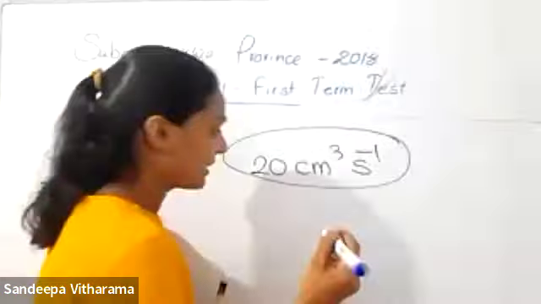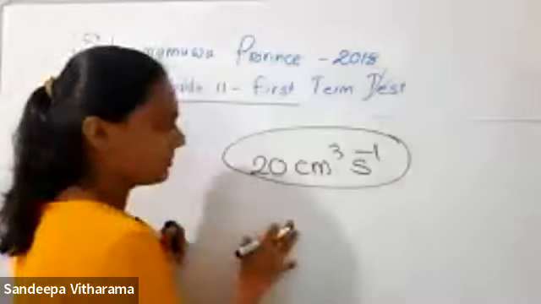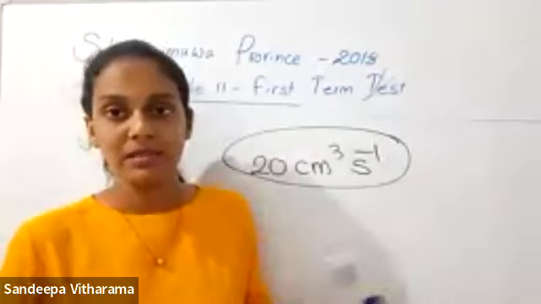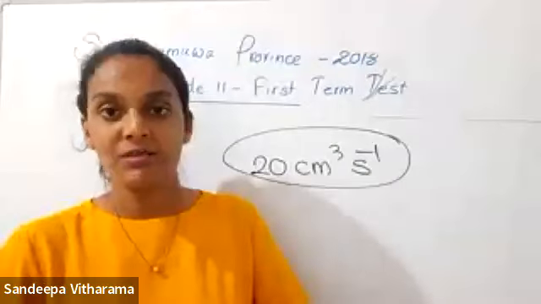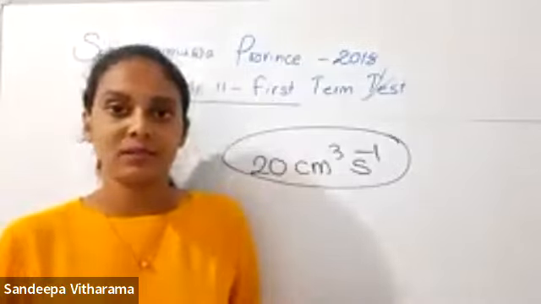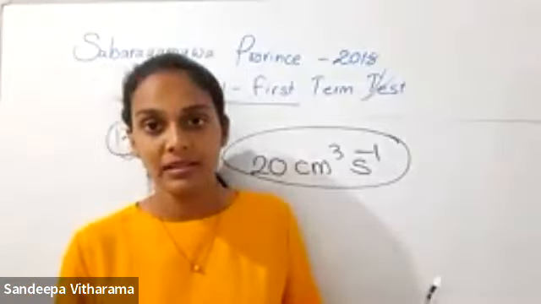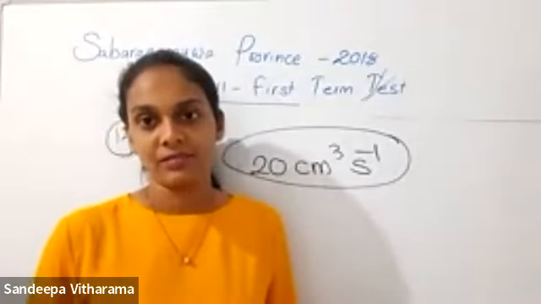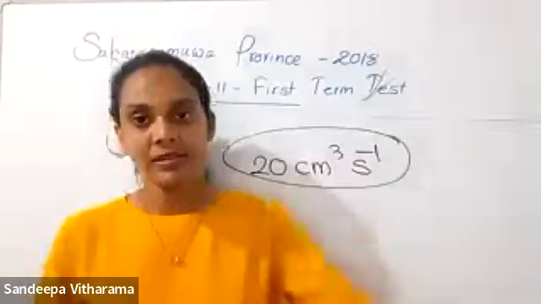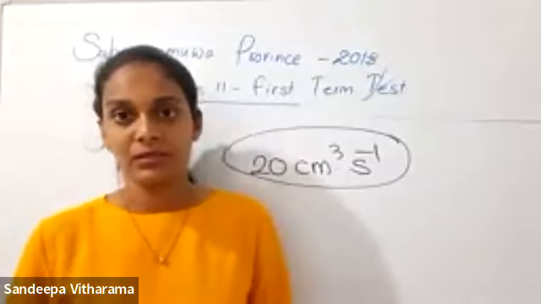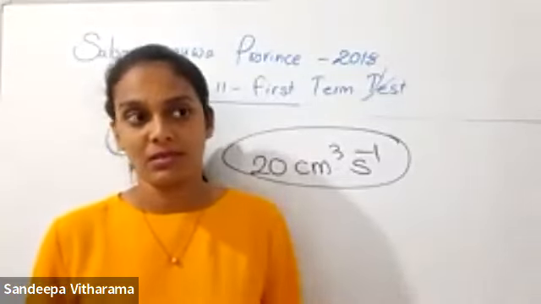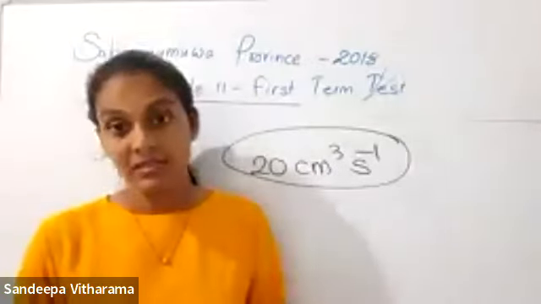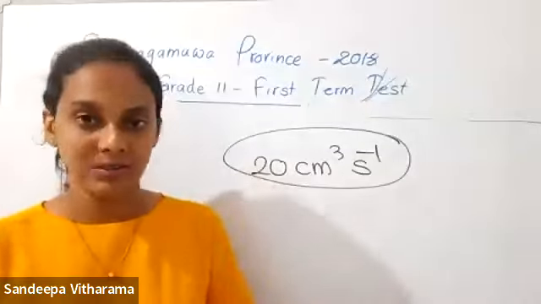Now the meaning of this is the volume that is filled within 1 second. Per second means what happened within a second. Per minute means what happens within a minute, per hour means what happens within an hour. Kilometers per hour, meters per second, the distance traveled within seconds in meters.